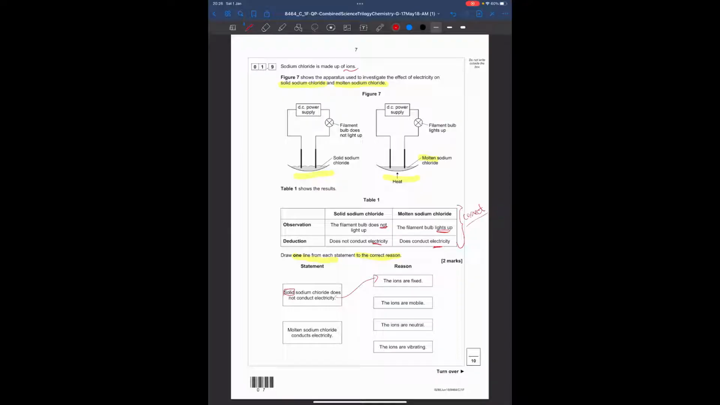Whereas molten sodium chloride, it's been melted, and therefore they are able to move. Because they are able to move, we say that they are then mobile. Mobile means able to move. So that is question 1, and you could give yourself a mark out of 10 for that.